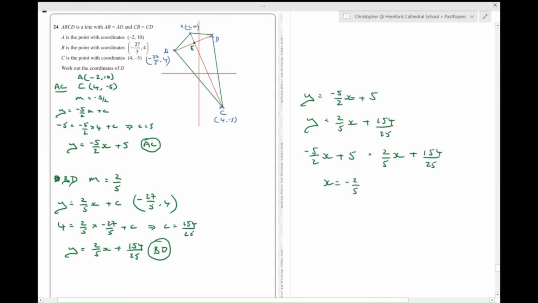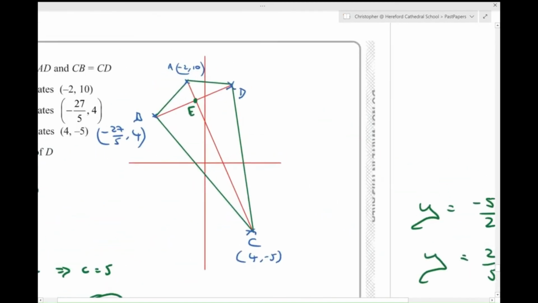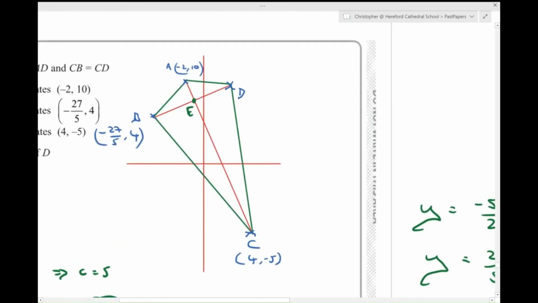Now, how are you going to find y? Well, you can substitute that value of x into either one of your equations, and you'll find that y is 6. So E is the point minus 2/5, comma 6. Right, so E here is the point minus 2/5, comma 6.